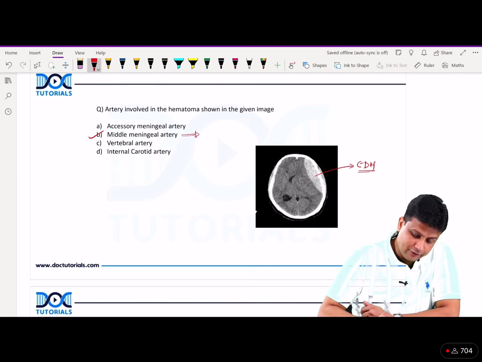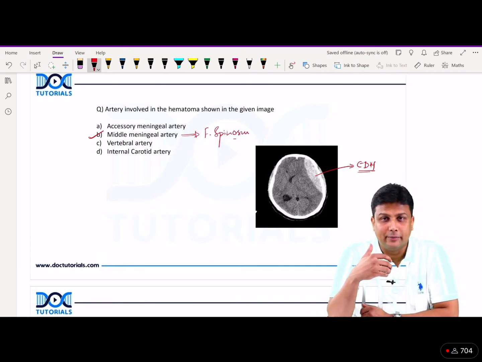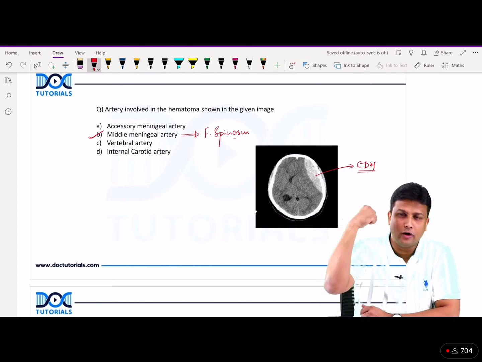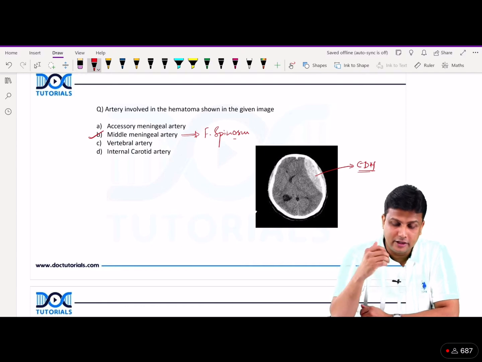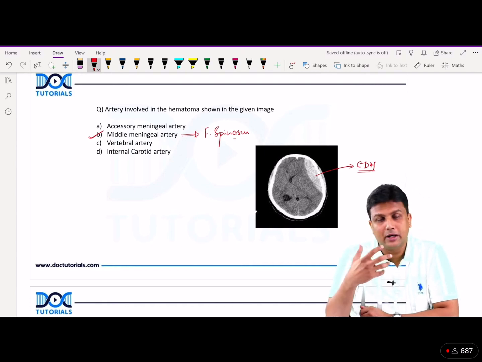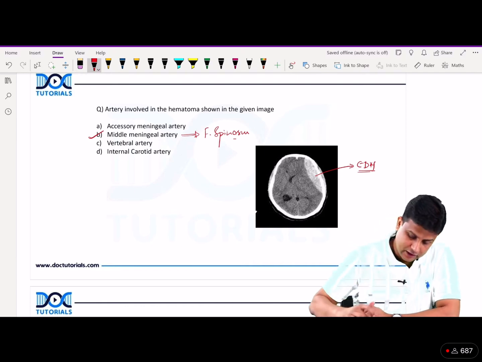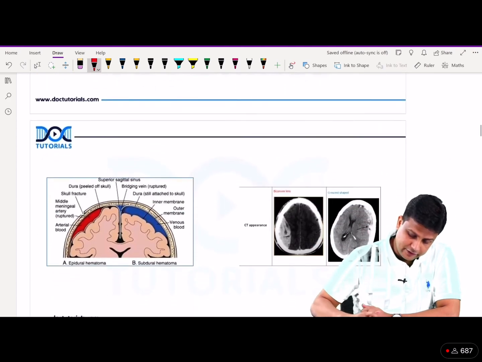and that foramen will be the foramen spinosum. We have discussed this in the head and neck topic about all the cranial foramina, and there is a foramen known as the foramen spinosum, and through the foramen spinosum, what is going to happen? The middle meningeal artery is going to pass. And suppose there is a hit or any trauma in the temporal region over here, then what will happen? The middle meningeal artery will be ruptured, leading to epidural hemorrhage. So I do have a comparative image here, guys.